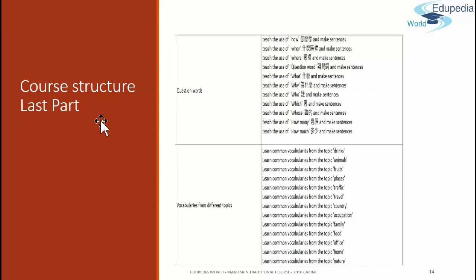Finally, the last part is the hardest. We'll talk about question words: how, when, where, what, why, who, which, whose, how many, how much, and then the vocabularies from different topics like drinks, animals, fruits, places, traffic, travel, countries, occupations, etc.